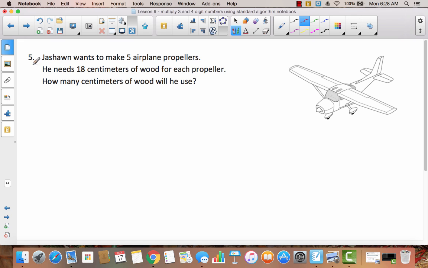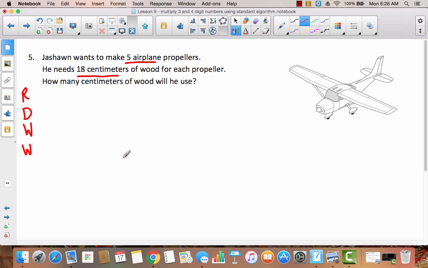All right, let's take a look at an application problem here. So I see already that I have words, so that tells me that I'm going to read, I'm going to draw, I'm going to write a number sentence, and I'm going to write a word sentence. So let's read this. Jashawn wants to make 5 airplane propellers. He needs 18 centimeters of wood for each propeller. How many centimeters of wood will he use?